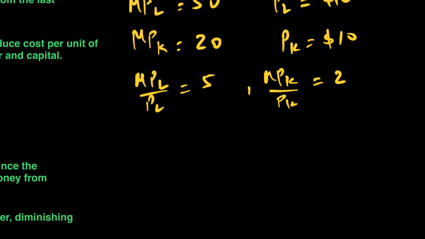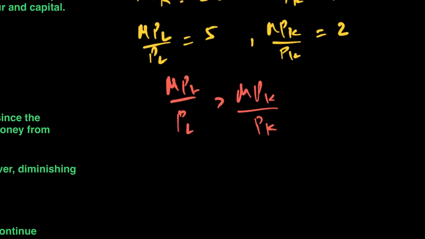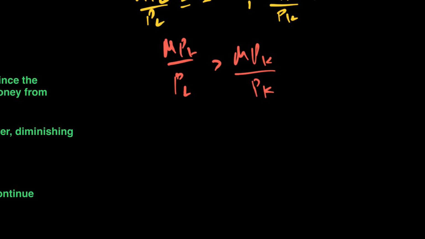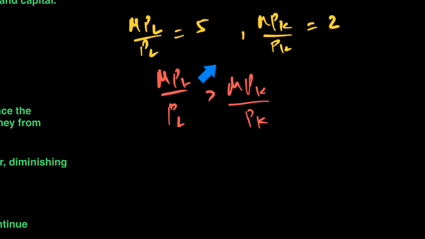So whenever MPL over price of L, for example, is greater than MPK over price of K, the firm will start to substitute because the equi-marginal principle is not met. Capital gives you 2 units per dollar spent, while labor gives you, as per our example, 5 per unit per dollar spent. So you buy more of labor, but you should buy less of capital from your given budget. You should become more labor intensive and less capital intensive.